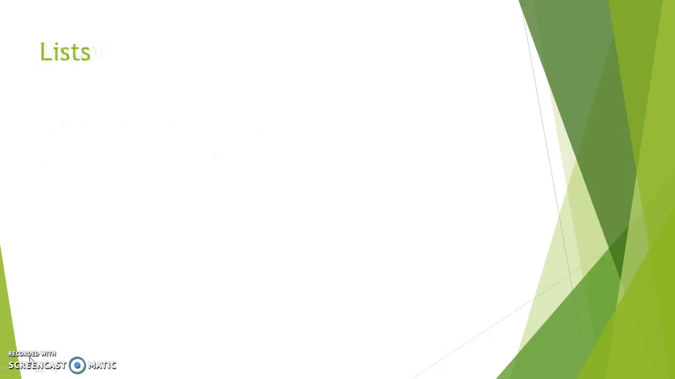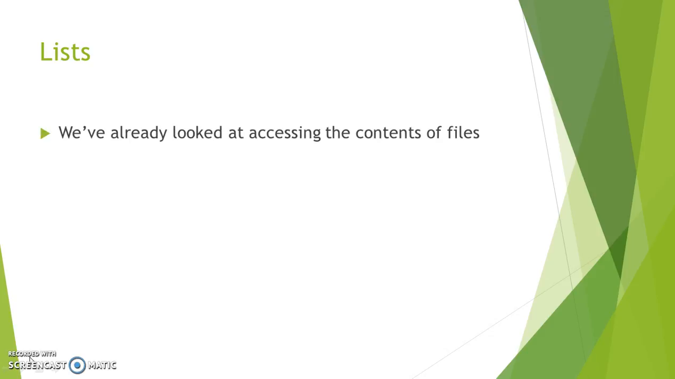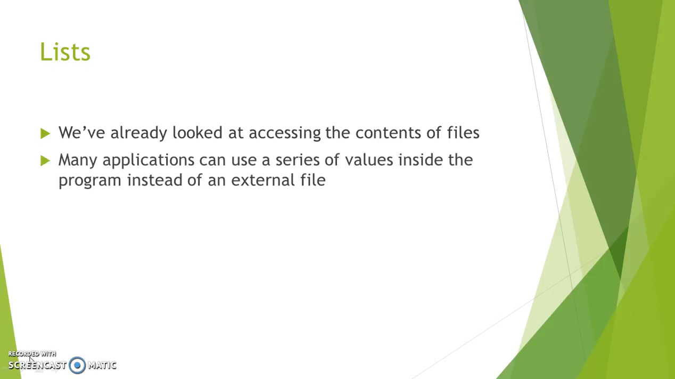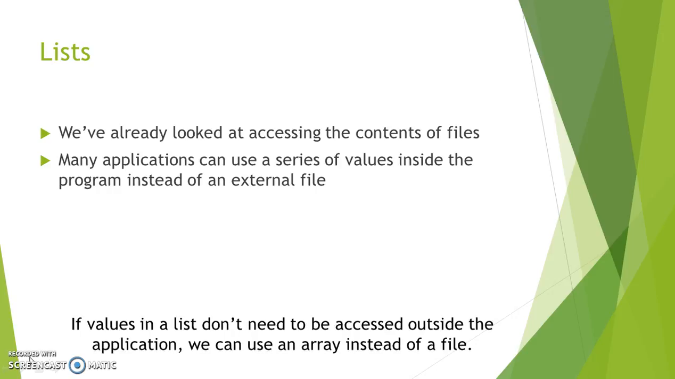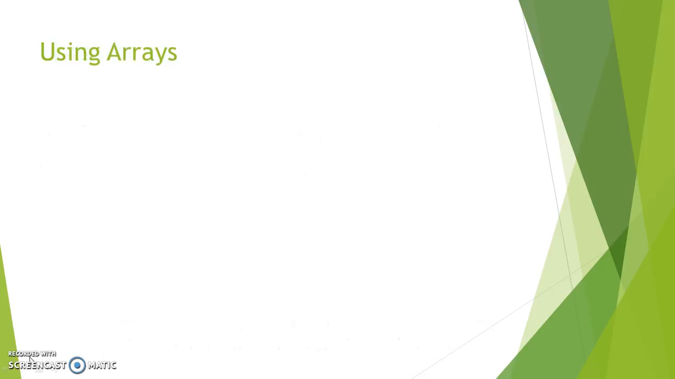Alright, in both cases, whether we're talking about containing things inside a text file or an array, we're talking about lists. So we looked at accessing the contents of files in a big list that's contained inside one, for example, txt file. Many applications use a series of values. Instead of in an external file, they'll use them inside the program. And mainly, you'll do this if you don't need to access those values outside the application. And then we can use an array to do this. So what is an array?